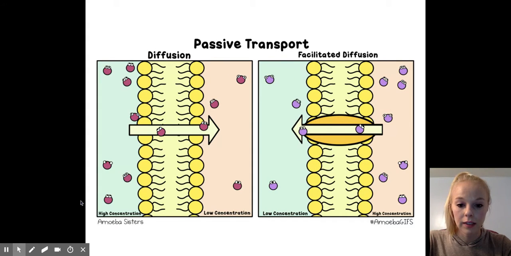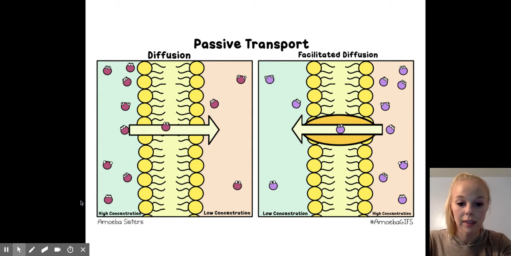On the left side of this diagram, you see simple diffusion, where molecules on the blue side move right through the membrane to an area of lower concentration on the pink side. The right side of this diagram shows you another type of diffusion. It's important to remember the difference between the two.